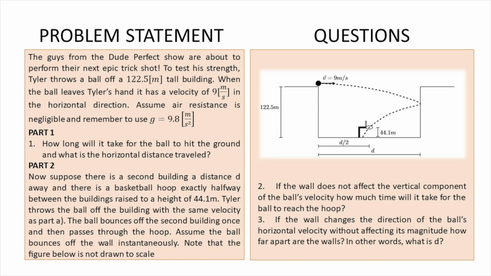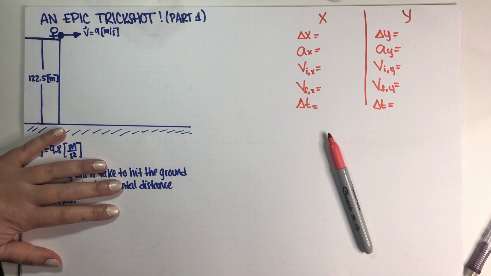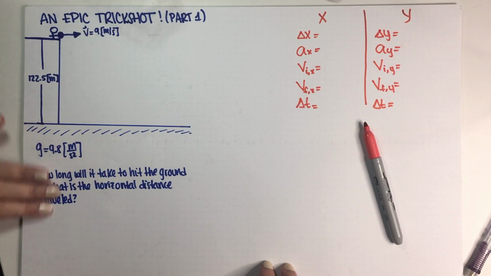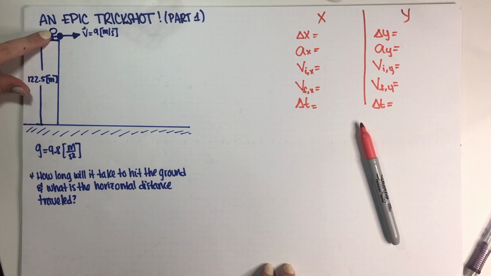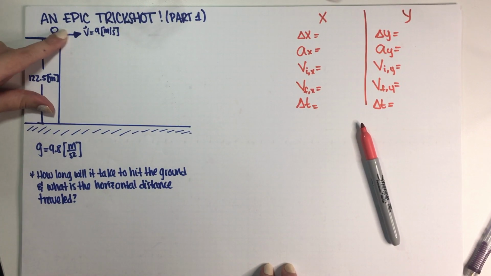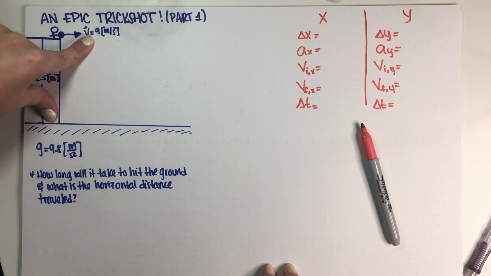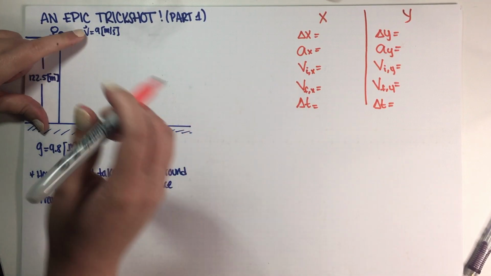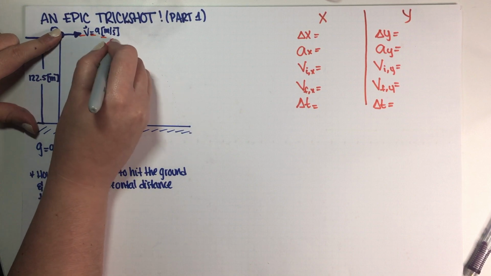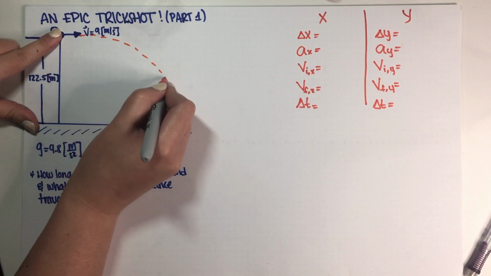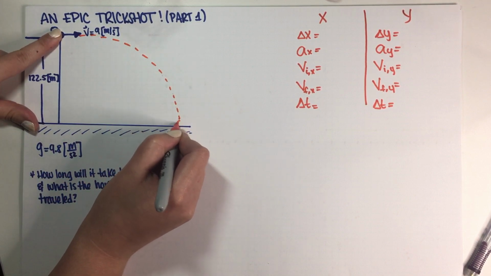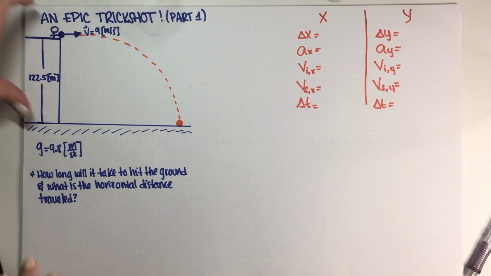Part A. How long will it take for the ball to hit the ground and what is the horizontal distance traveled? Okay, so as you can see, I have everything written down here. I have a very basic picture of Tyler and the ball, which leaves Tyler's hand at 9 meters per second horizontally. Now, we do know that this ball is going to travel like this, and it's going to hit the ground somewhere over here.